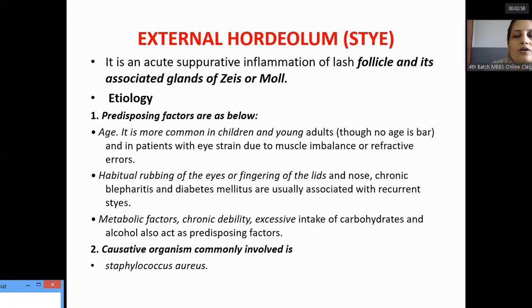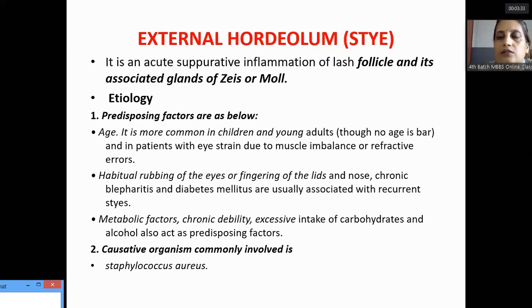Now when you come to the stye, which is also called the external hordeolum, it is an acute suppurative inflammation of the lash follicles and its associated glands of Zeis and Moll. Now let's think, where are the Zeis and Moll? What type of glands are these? When these glands of Zeis and Moll are involved, where is the site of this inflammation? It is an acute suppurative inflammation, so it is at the hair follicle.